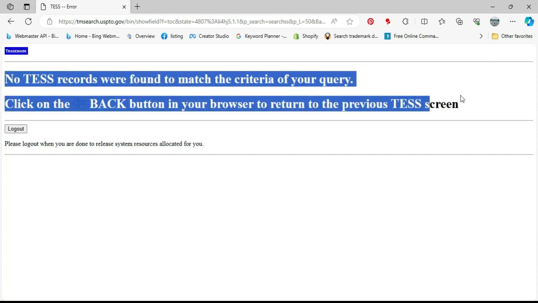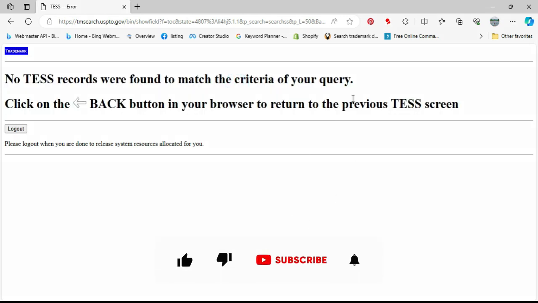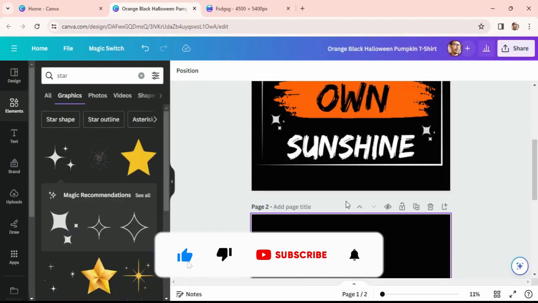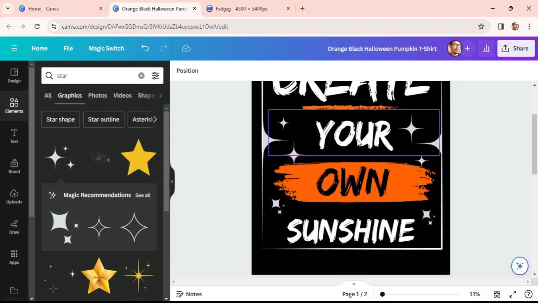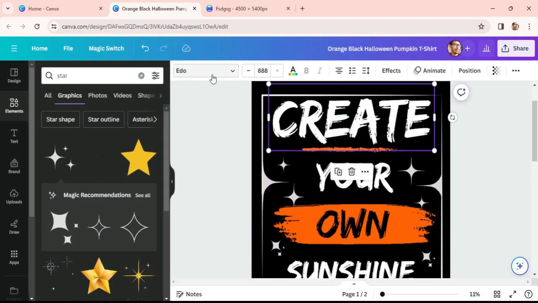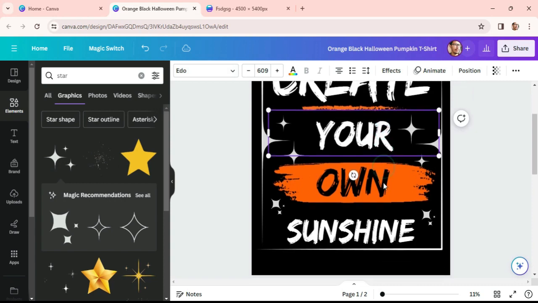Research and ideation. Before you start designing, it's essential to understand your target audience and current trends. Conduct thorough market research to identify what's popular and what's missing. Look into social media platforms, marketplaces, and trending topics to gather inspiration for your design.